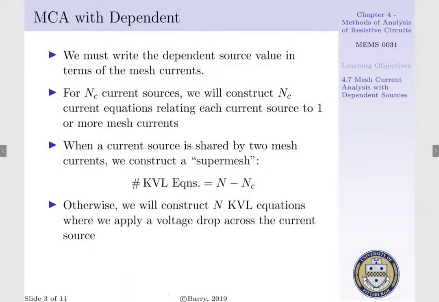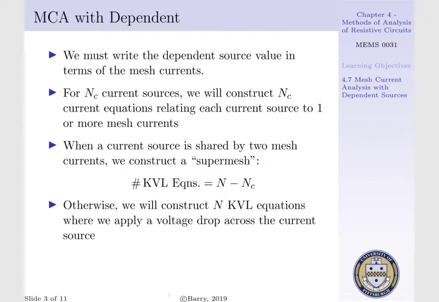To do such, we must write the dependent source value, whether it is a voltage or current output, in terms of our mesh currents. For N sub C current sources, whether they are dependent or independent, we will construct N sub C current equations relating each of these sources to one or more mesh currents.